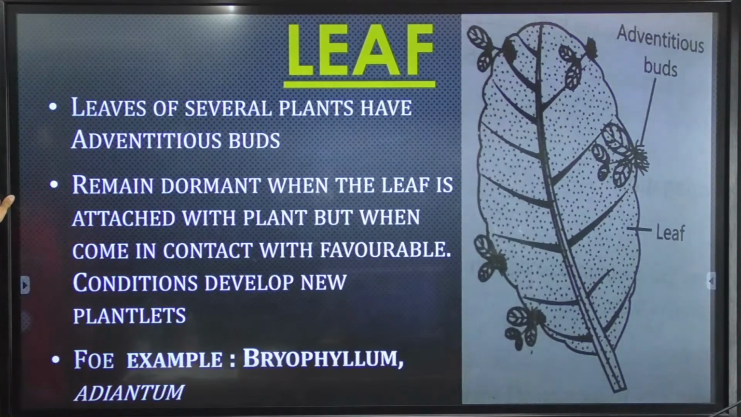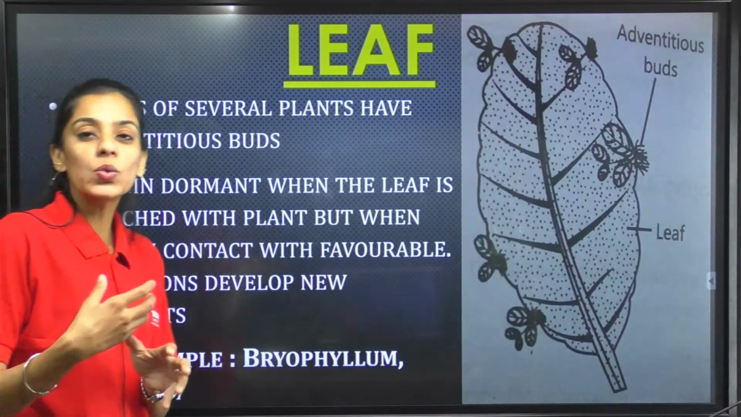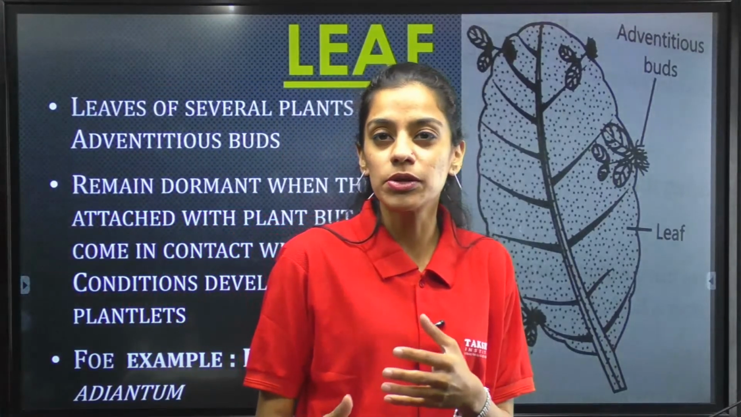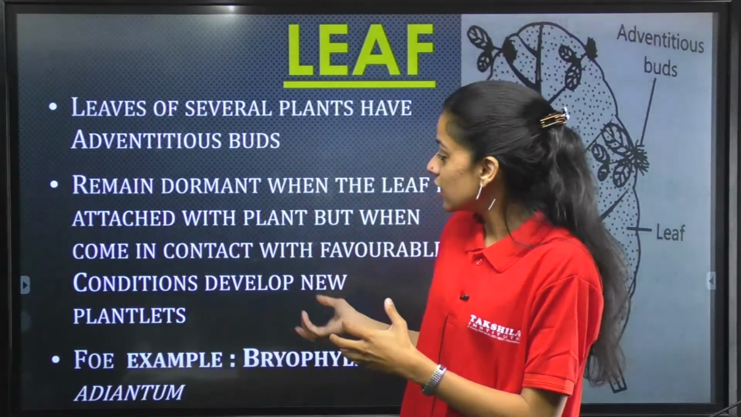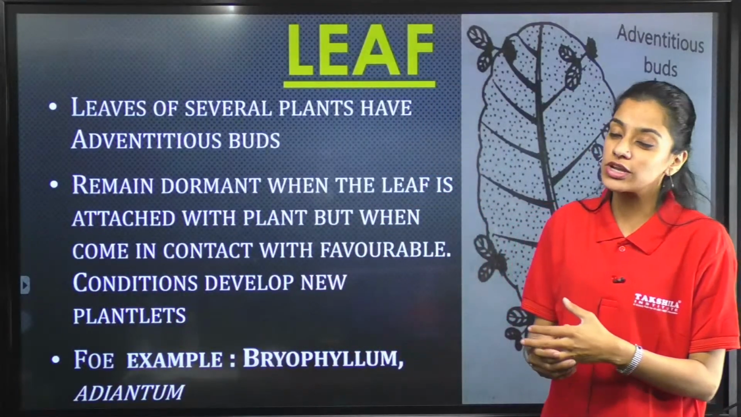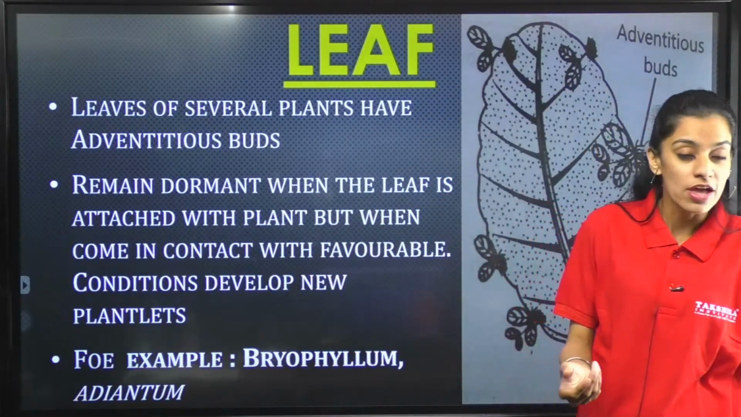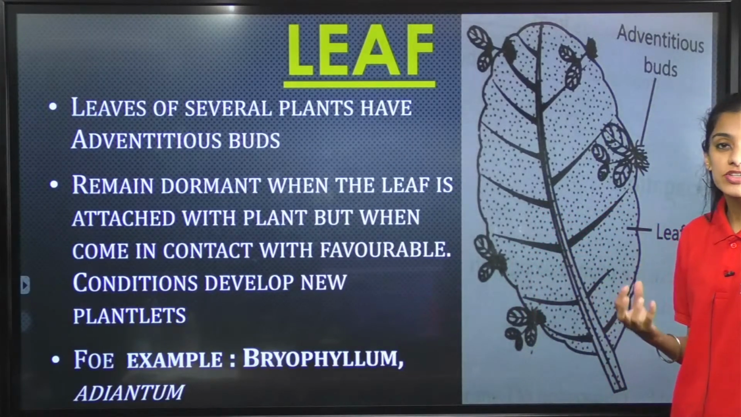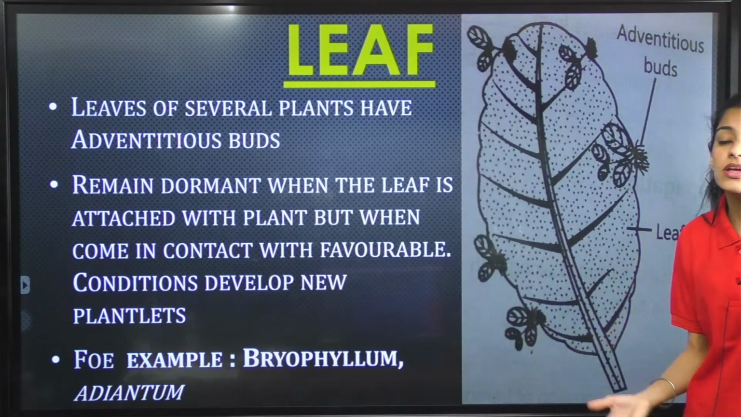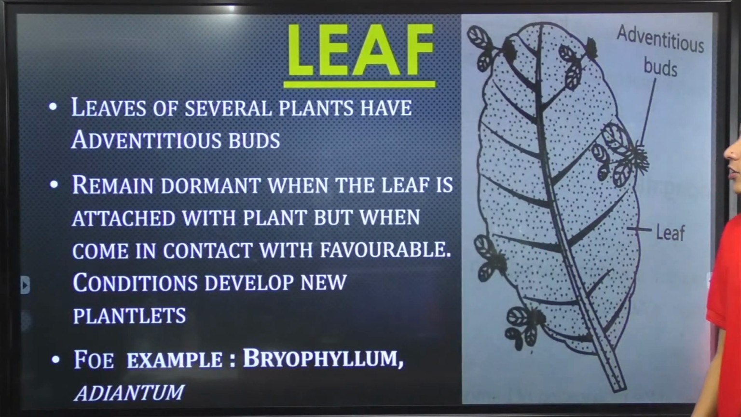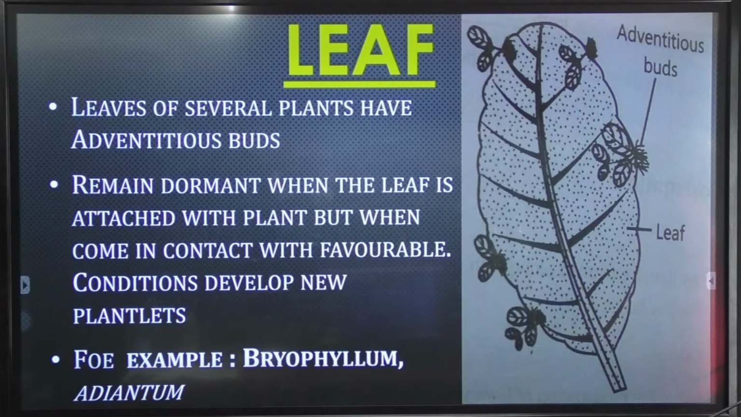So the leaf of several plants has adventitious buds, and they remain dormant when the leaf is attached to the plant, but when they come in contact with favorable conditions, there will be growth of suitable plantlets. Since the plantlets are coming out from it, it is referred to as vegetative propagation. For vegetative propagation you need some vegetative part from which it can develop. So it remained dormant when the leaf is attached to the plant, but when in contact with favorable conditions, it develops new plantlets.